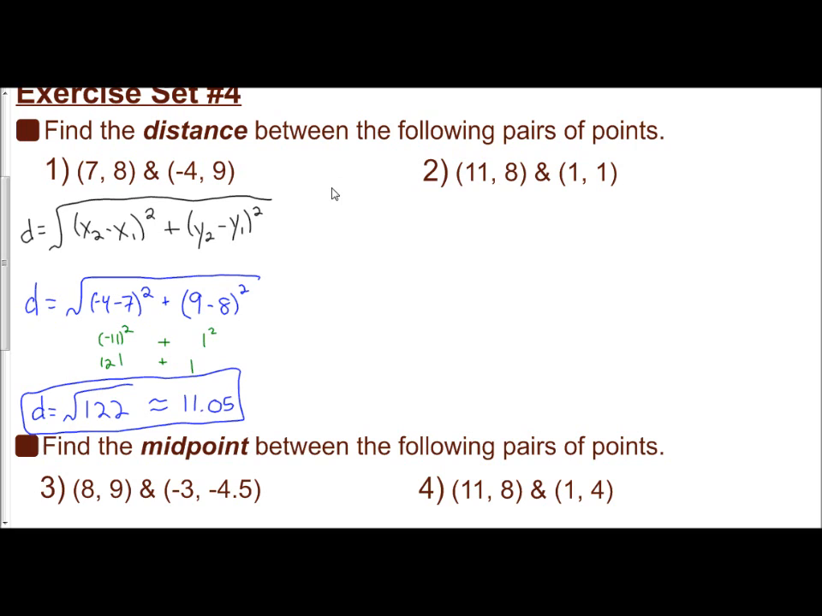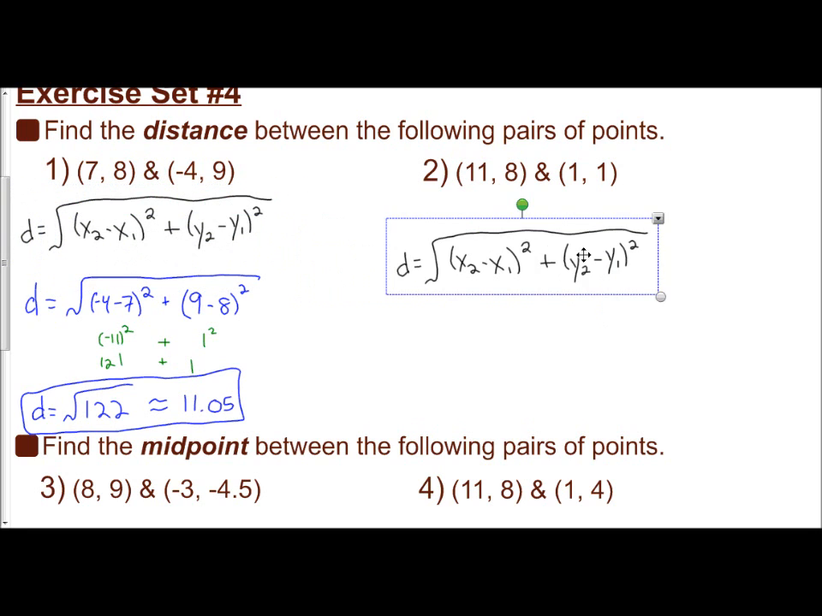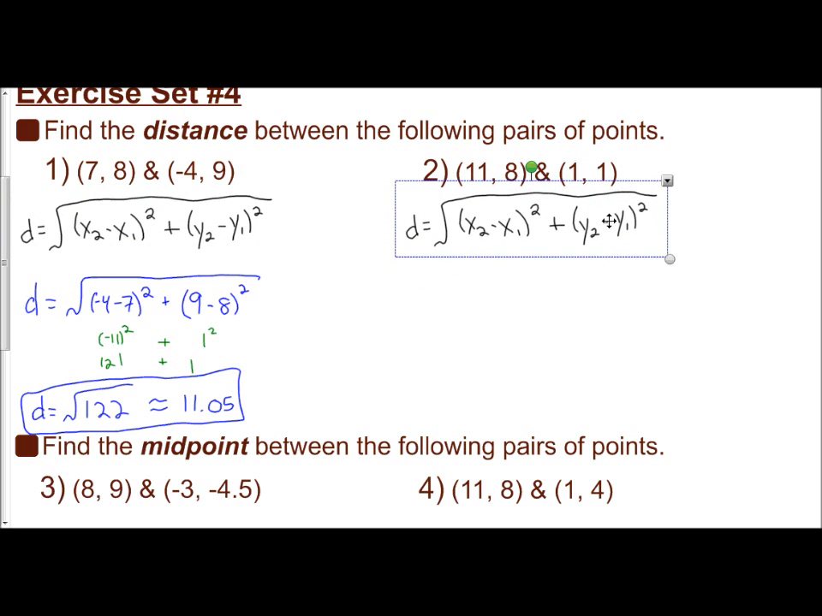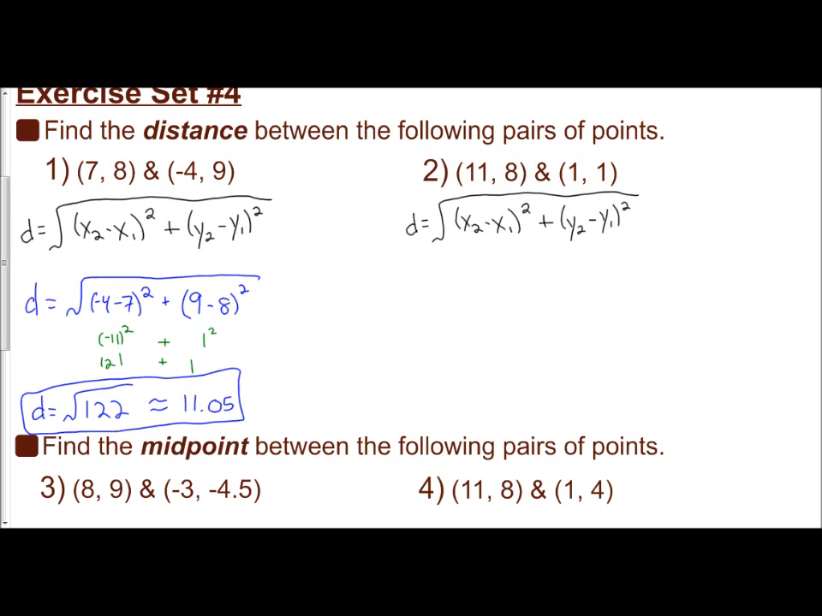We're asked to find the distance between 11, 8 and 1, 1. So again, start with the distance formula for it. And then what we're going to do is just plug in our corresponding values for x2, y2, and x1, y1. So my distance is equal to the square root. x2 is 1, and then x1 is 11, so 1 minus 11 squared, plus y2 is 1 minus y1, which is 8 squared.